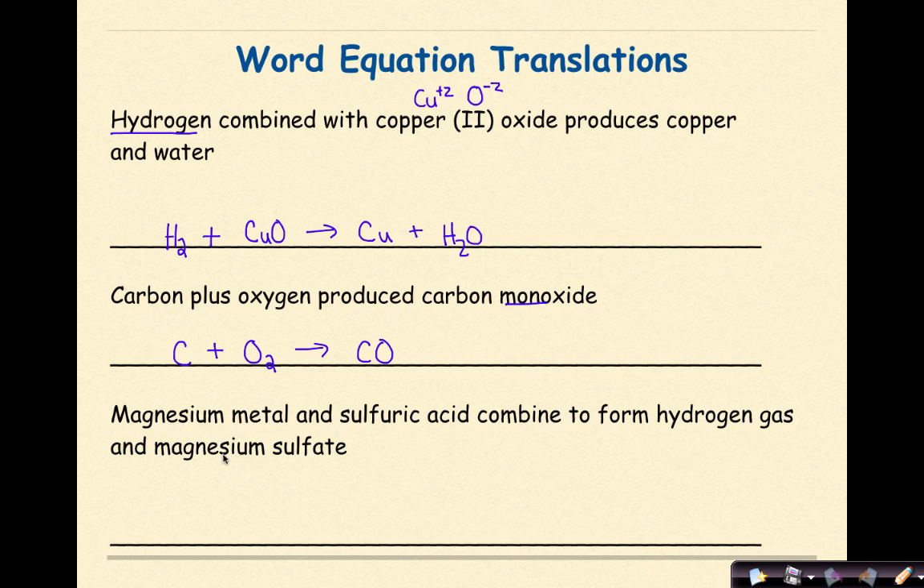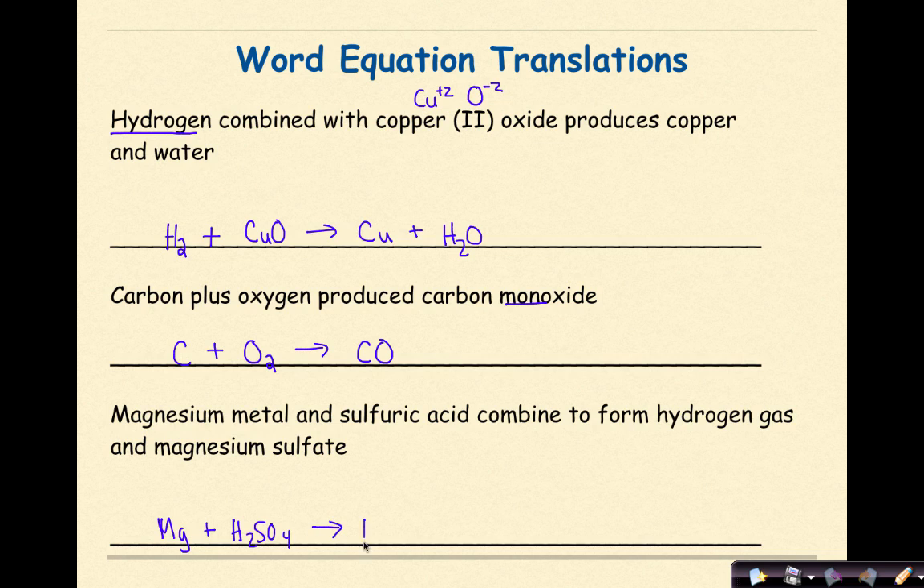Let's look at the next one. Magnesium metal and sulfuric acid combine to form hydrogen gas and magnesium sulfate. Okay, so magnesium metal is going to be Mg plus sulfuric acid. We should know this because we just reviewed how to write acids. So sulfuric acid is H2SO4, and you do need to memorize that. Combined to form is going to be represented as an arrow.